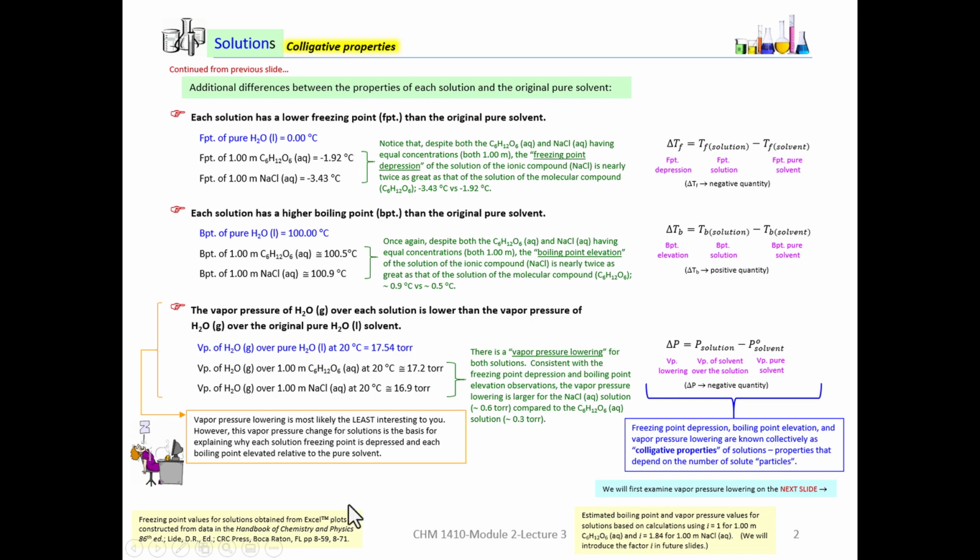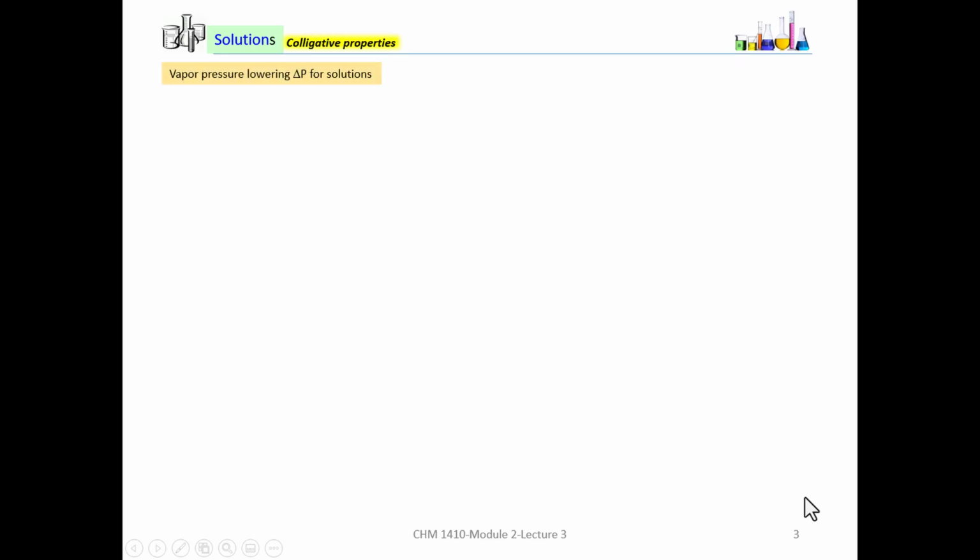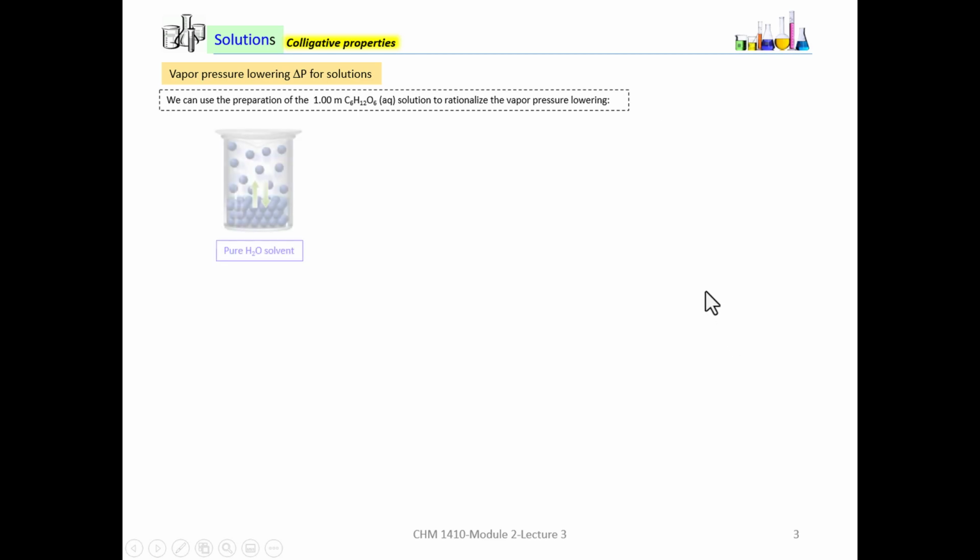And as I said, we want to spend a little time on vapor pressure lowering, so let's get to discussing that. Now we can use the preparation of the 1 molal glucose solution to rationalize why the vapor pressure would be lower over the solution than over the pure solvent.